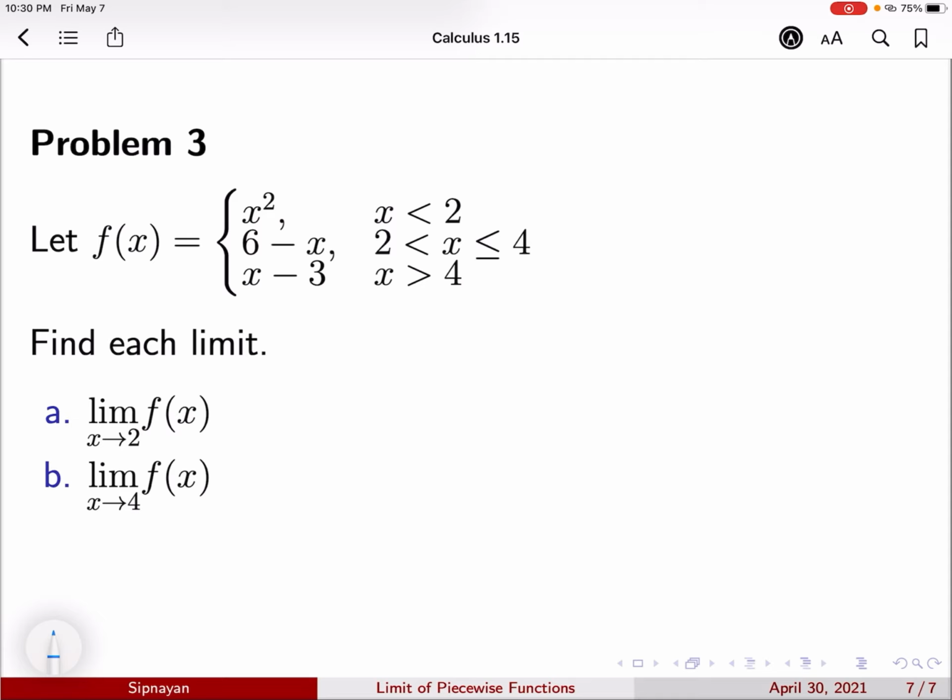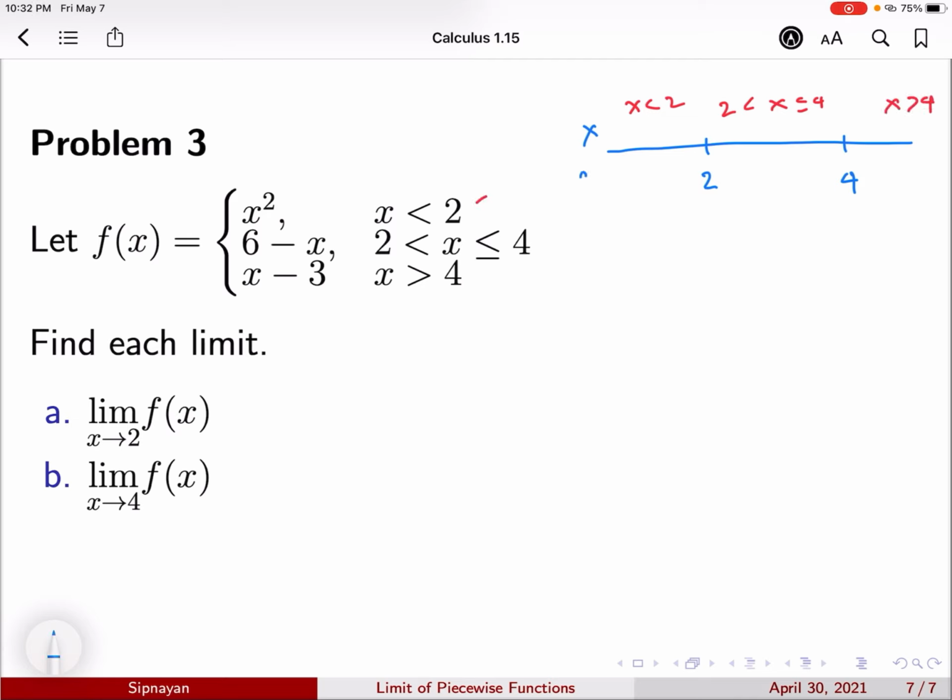Pwede ulit tayo mag-draw ng number line, no? And kung mapapansin nyo, meron tayong x is less than 2, di ba? So, ito yung 2 natin. And the other one is between 2 and 4. Tapos, meron tayong greater than 4. So, tong part na to, sa left ng to, ito yung part na x is less than 2, di ba? Tapos, tong part na to, ito yung x is less than or equal to 4, tsaka greater than 2. No? And tong part na to ay x is greater than 4.